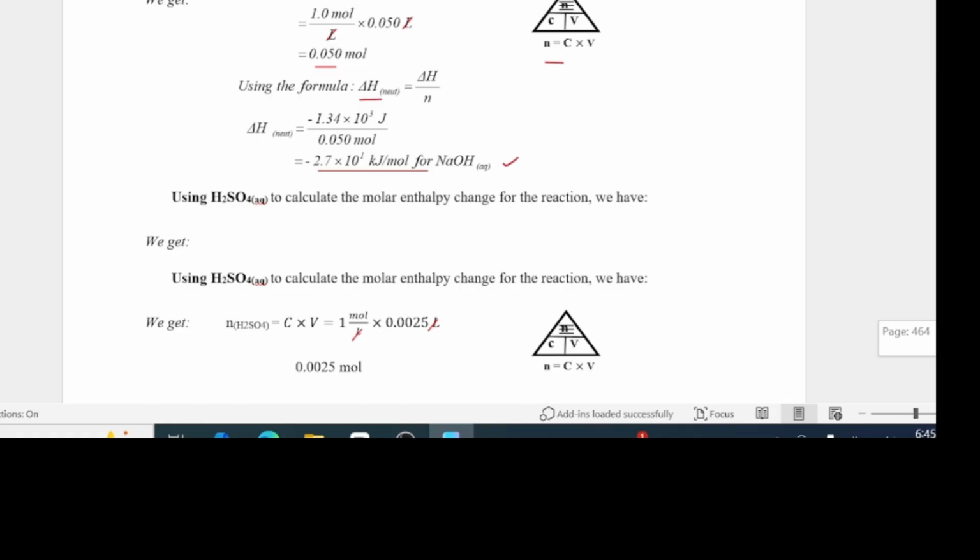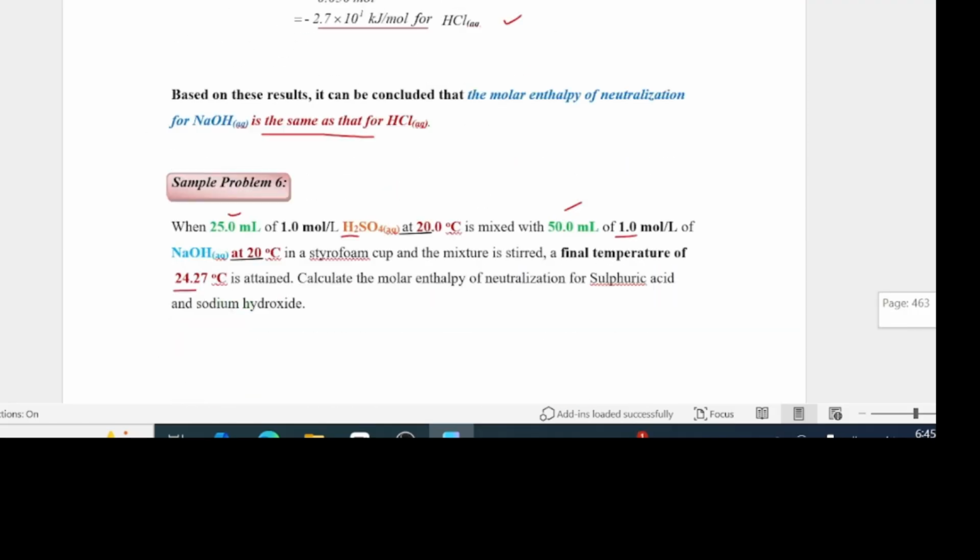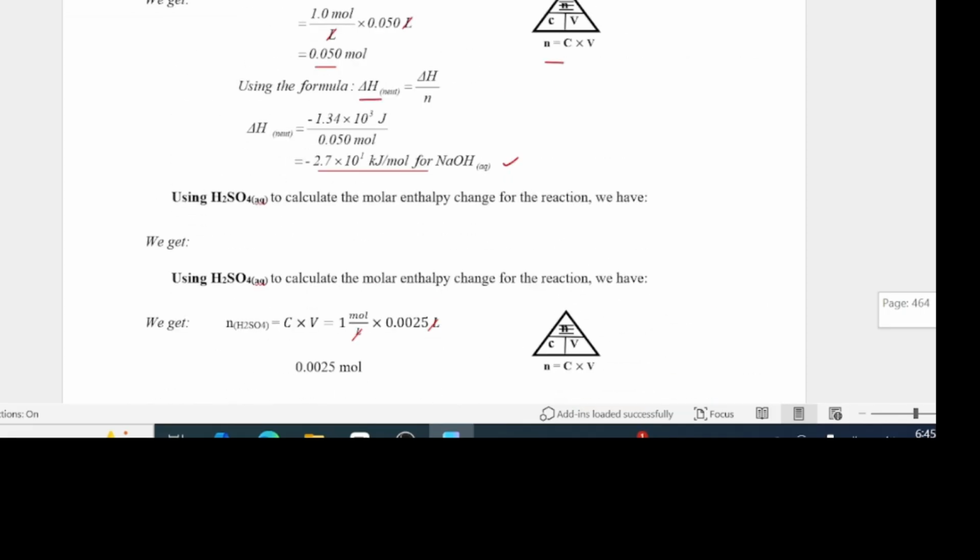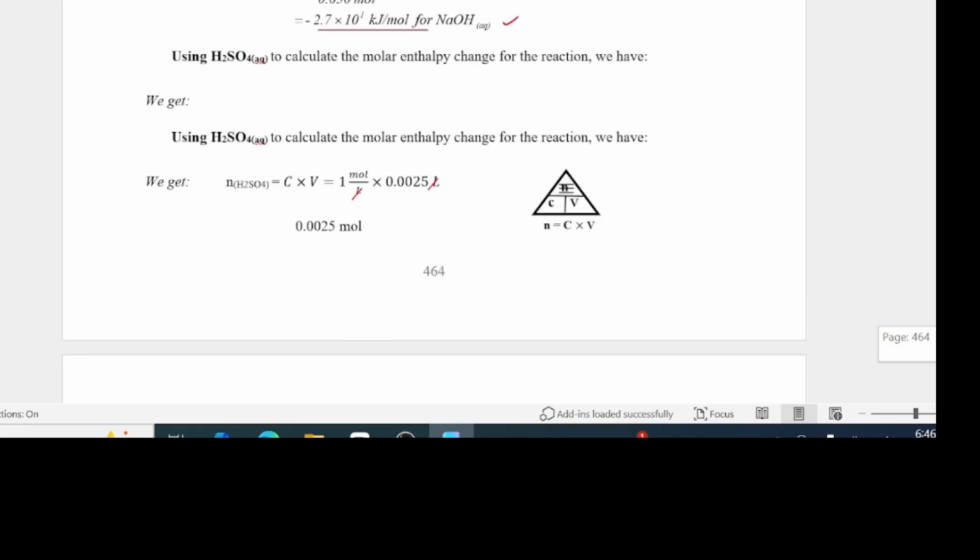In the previous problem, that was the molar enthalpy of neutralization for sodium hydroxide. In this other problem here, it's the same thing. So if you're neutralizing sodium hydroxide with any other acid, the answer should be the same as long as they're strong acids. Now we can go about and find what is the molar enthalpy of neutralization for sulfuric acid.